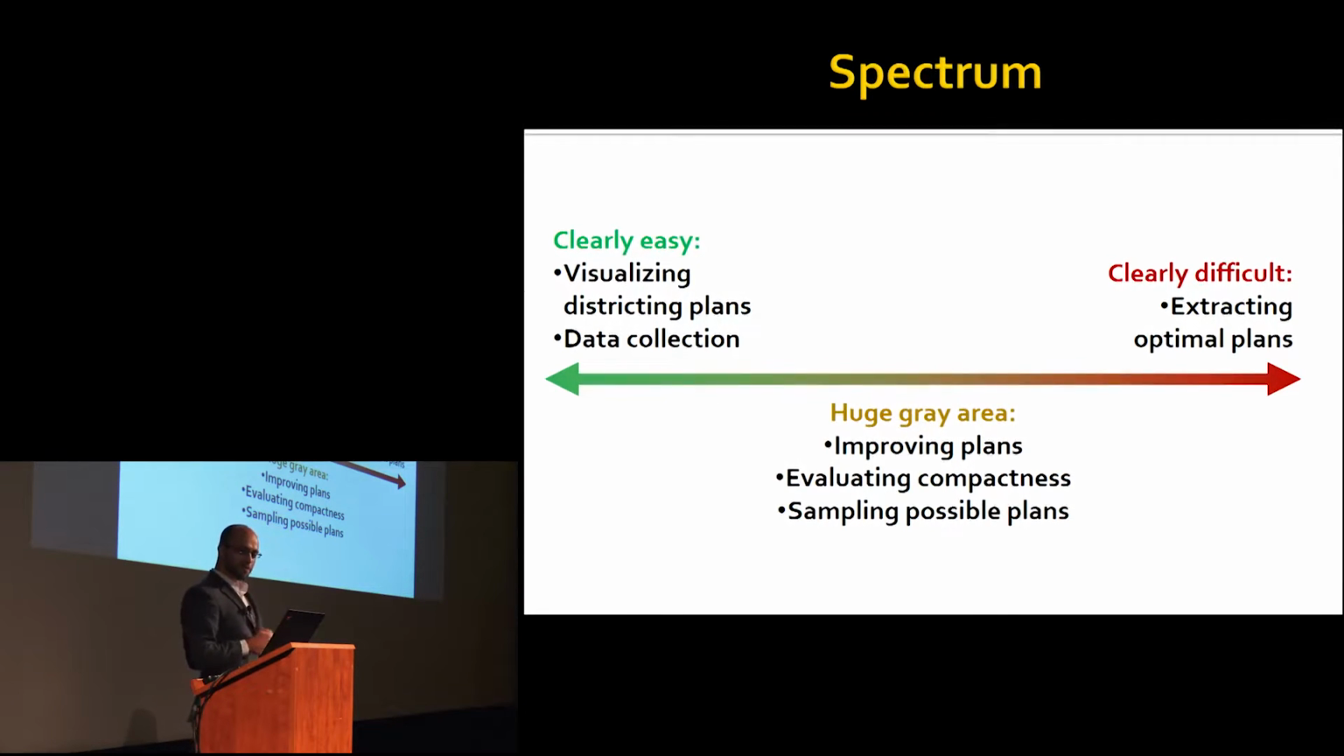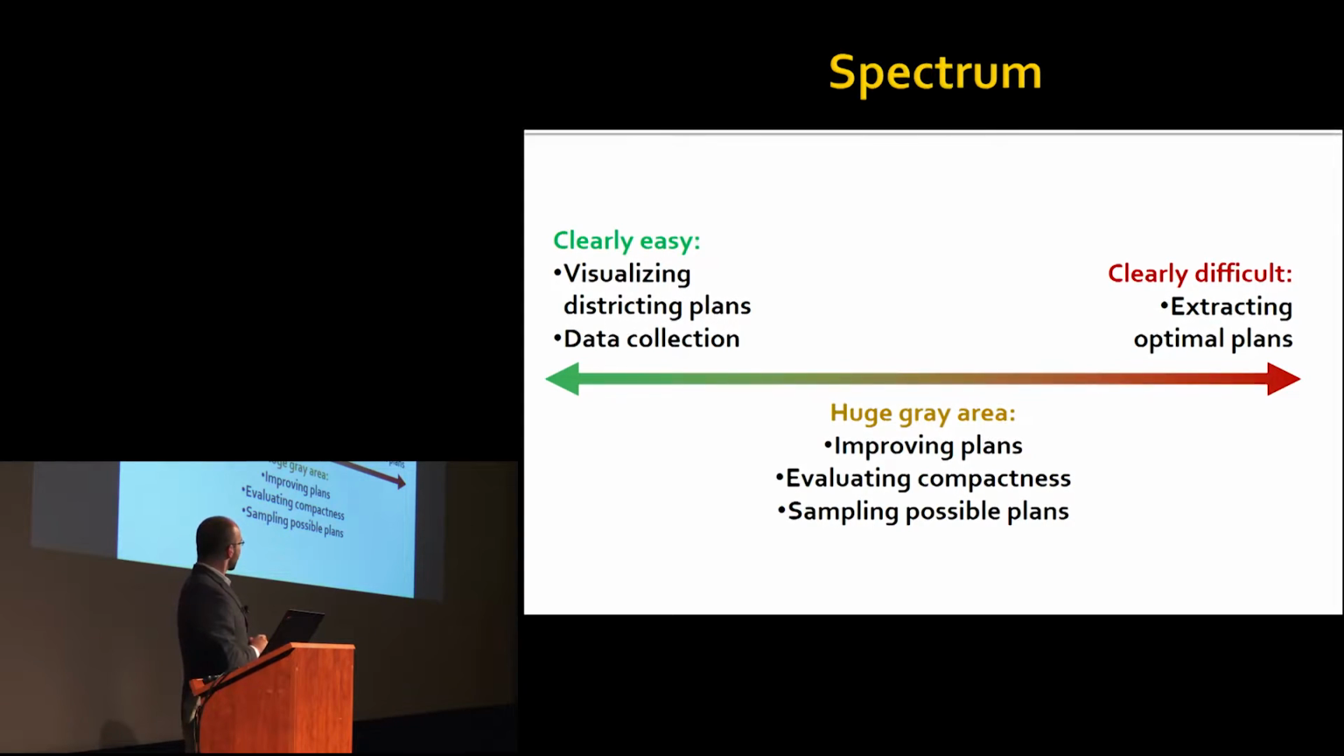On the one hand, it's very easy to carry out certain tasks. For example, you can visualize districting plans, you can collect data, you can make spreadsheets, GIS, and so on. And we saw some really great examples of that in the previous talk of really effective ways to visualize and understand the redistricting problem. There's a more gray area of taking existing districting plans and improving them in different ways, evaluating different compactness scores, sampling the space of possible plans. We've heard about all these things this week.